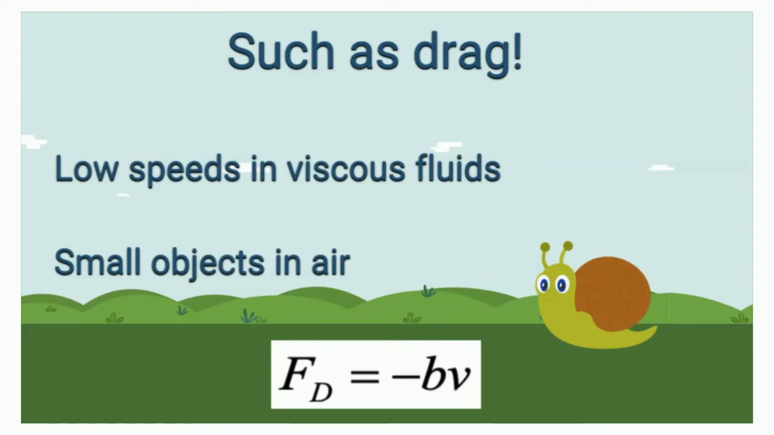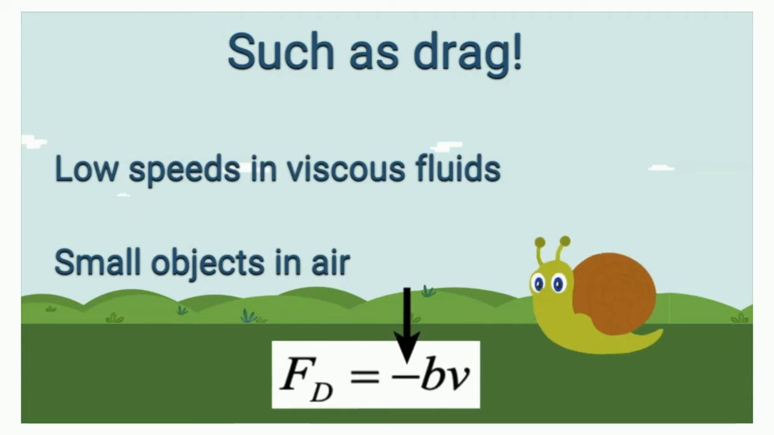This is only for low speeds in viscous fluids or small objects in air, where we have B, which is the constant which is dependent on the viscosity, and V, which is the velocity. Something else that you will notice from this equation is that it's negative, which means that the force due to the drag is in the opposite direction to the velocity.